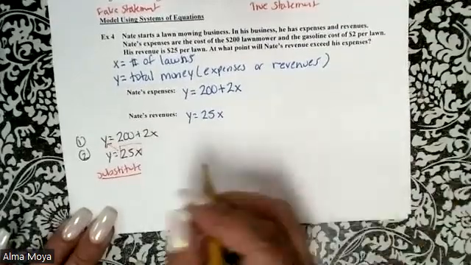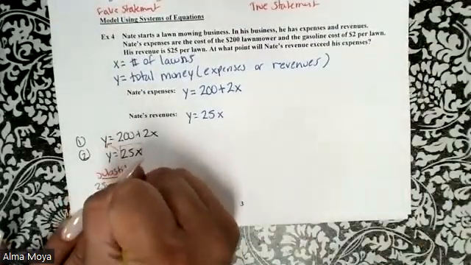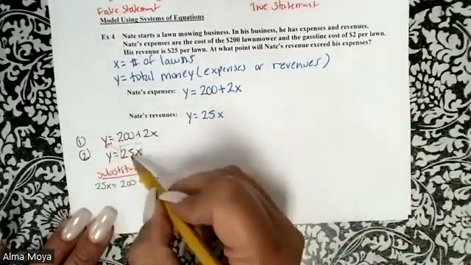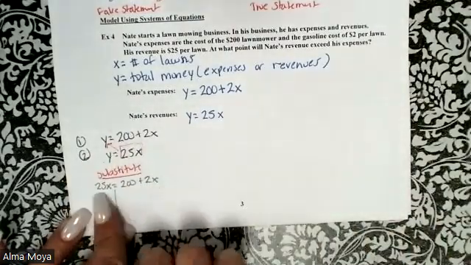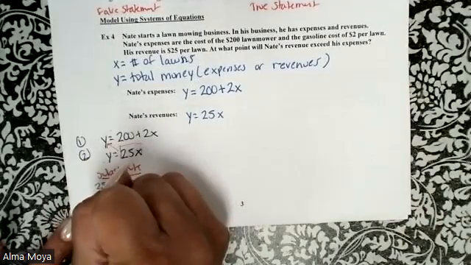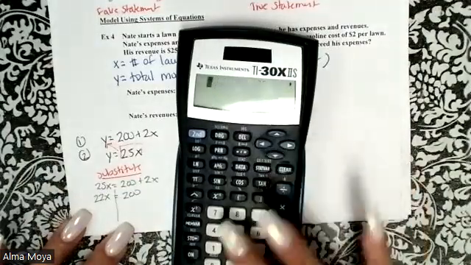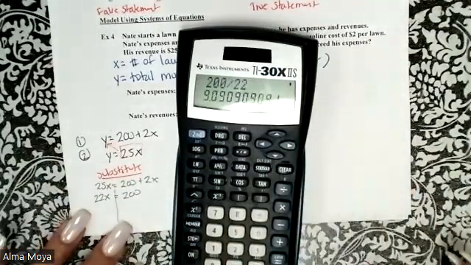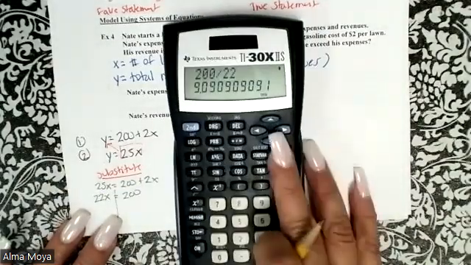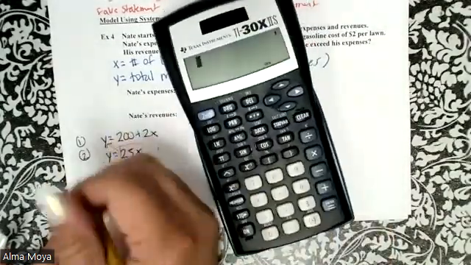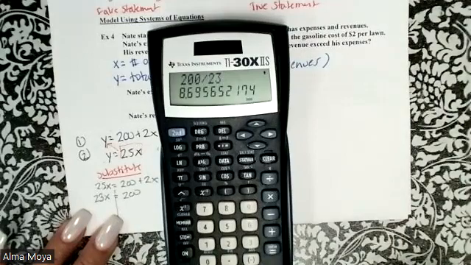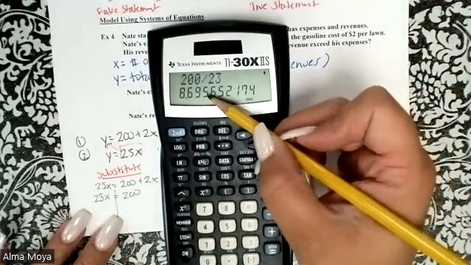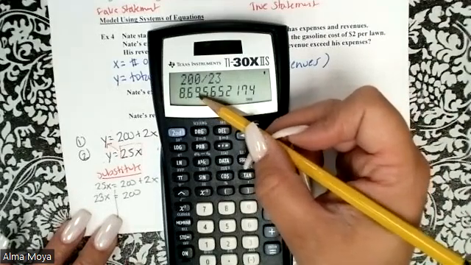So this is going to be 25X equals 200 plus 2X. I just set them equal to one another because that says Y equals and that says Y equals. I'm going to go ahead and subtract 2X from both sides. So I have 23X equals 200. Oh wait, not 22, 23, sorry, 25 minus 2 is 23. And then when I divide by 23, 200 divided by 23 equals 8.695, which that 5 is going to make that round up.